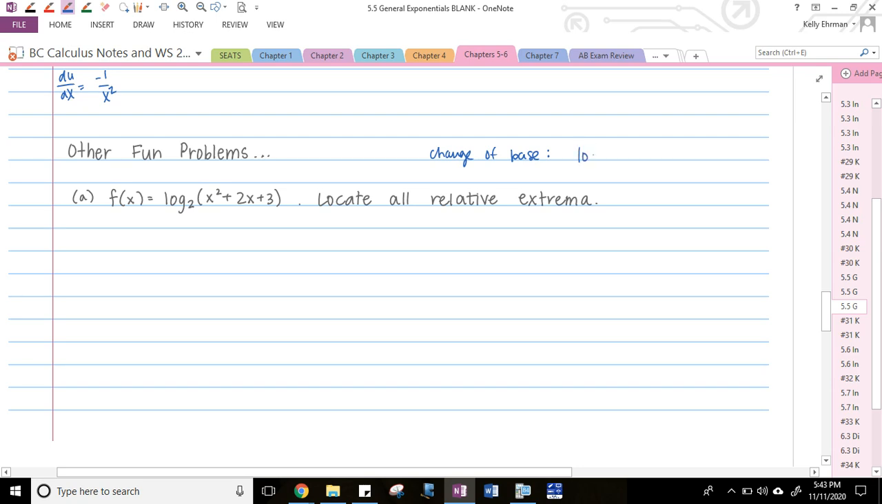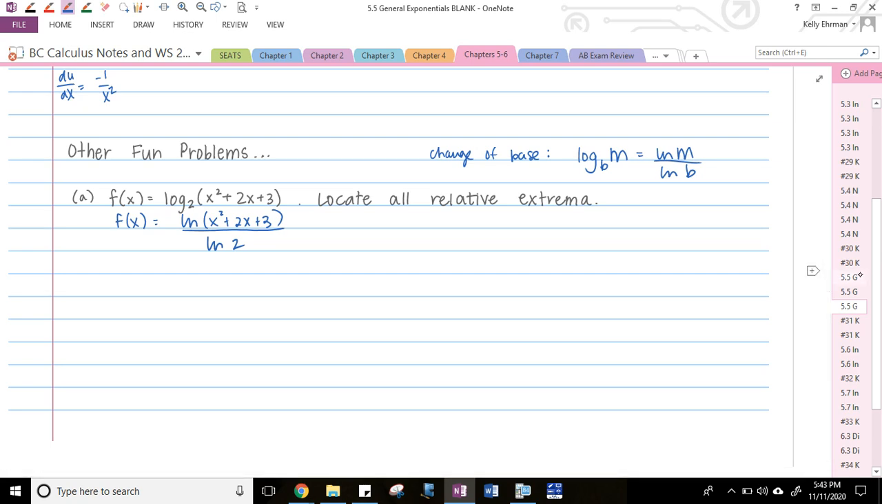Change of base formula says if you have log base b of some result m, you can rewrite that as natural log of m divided by natural log of b. And the reason for that had to do with solving equations. By solving those logarithmic equations, we can prove this is true. But anyway, memorize that. So I need to first rewrite f of x as the natural log of the result, x squared plus 2x plus 3, divided by the natural log of the base, natural log of 2. And the nice thing about that is that natural log of 2 is a constant.